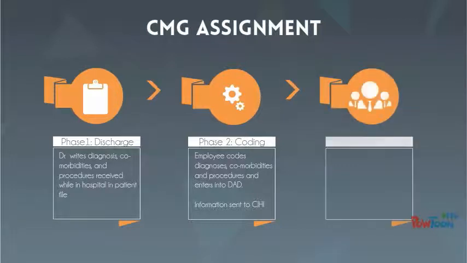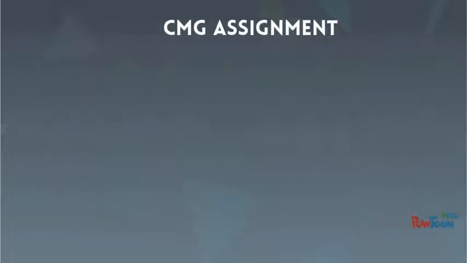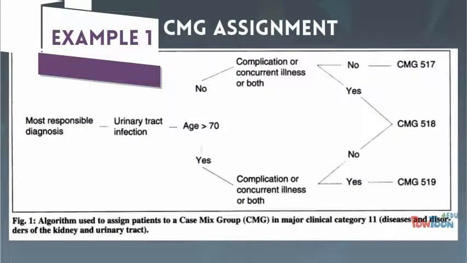Once received by CIHI, they use the Case Mix Index algorithm to group and classify patients that are clinically similar with regards to diagnosis and their group of hospital resources. It is at this point that patients are assigned to a case mix group. Therefore, patients with the same case mix group are clinically similar and use similar healthcare resources. There are several ways that the CMGs can be assigned. For example, they could be grouped in either group 517, 518, or 519, which all fall under the category of diseases and disorders of the kidney according to the figure.